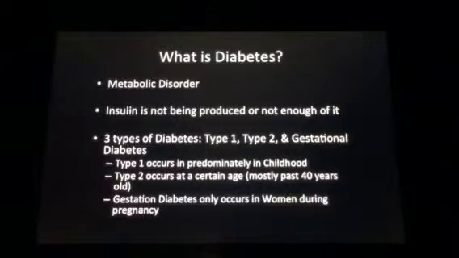There are 3 types of diabetes we should understand: type 1 diabetes, type 2 diabetes, and gestational diabetes. Type 1 diabetes is predominantly a childhood disease and is more common in developed countries. It is more known as juvenile onset diabetes. Type 2, on the other hand, is late onset diabetes and develops more commonly in people over the age of 40 years.